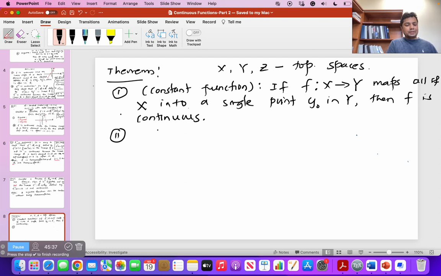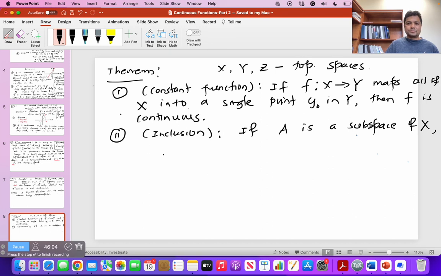And the second type is called the inclusion. Inclusions are also continuous functions. Now what do we mean by inclusion? Let's say A is a subspace of X, or A is a subset of X, and you define a map from A to X, then that is called the inclusion.